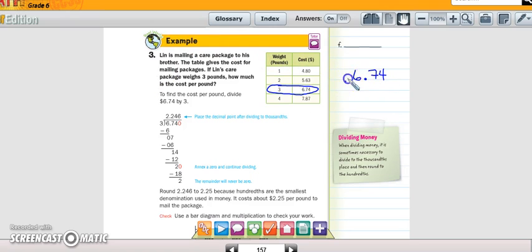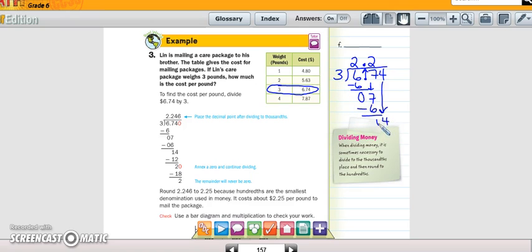So I have 6.74 divided by 3. I shoot my decimal straight up. 3 can go into 6 2 times. 2 times 3 is 6. Bring down the 7. 3 can go into 7 2 times. 2 times 3 is 6. Whoops. That's a 1. Bring down the 4.